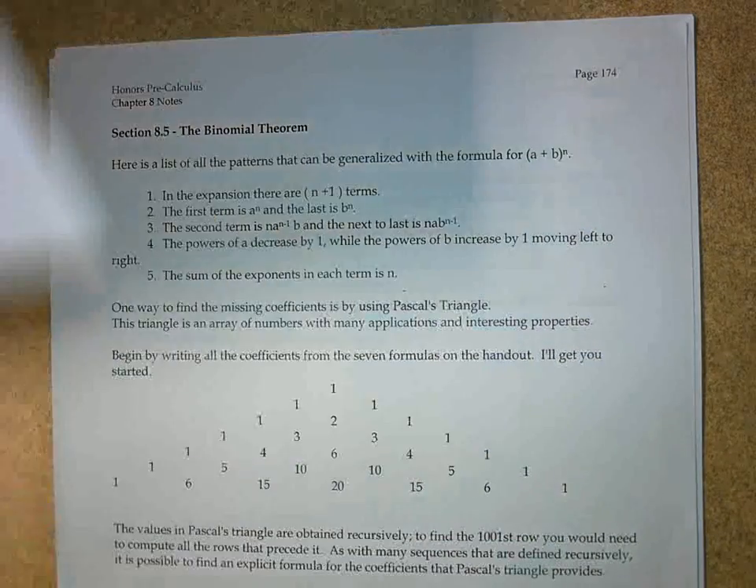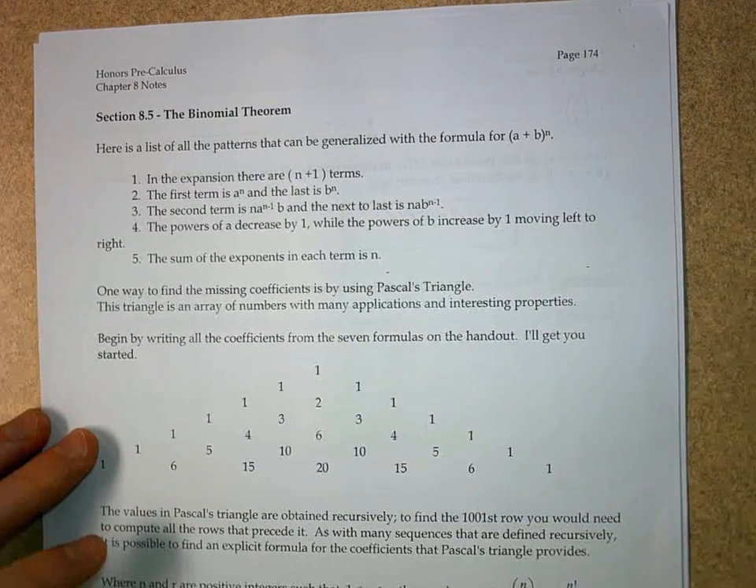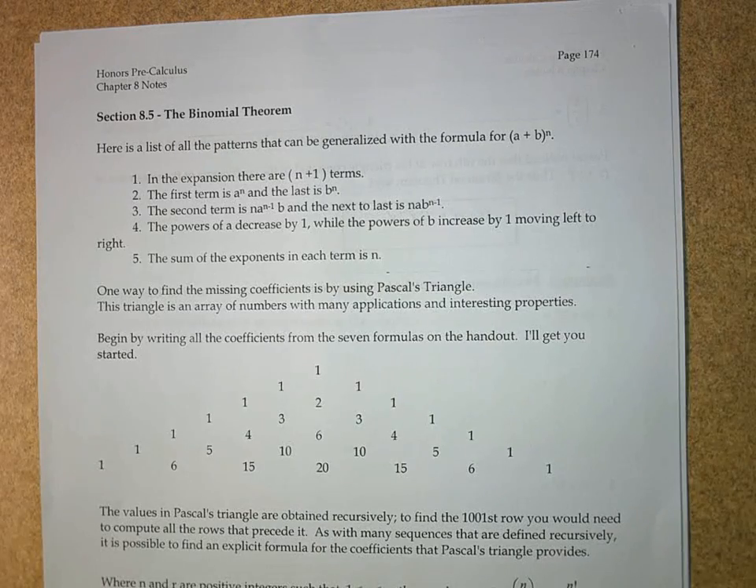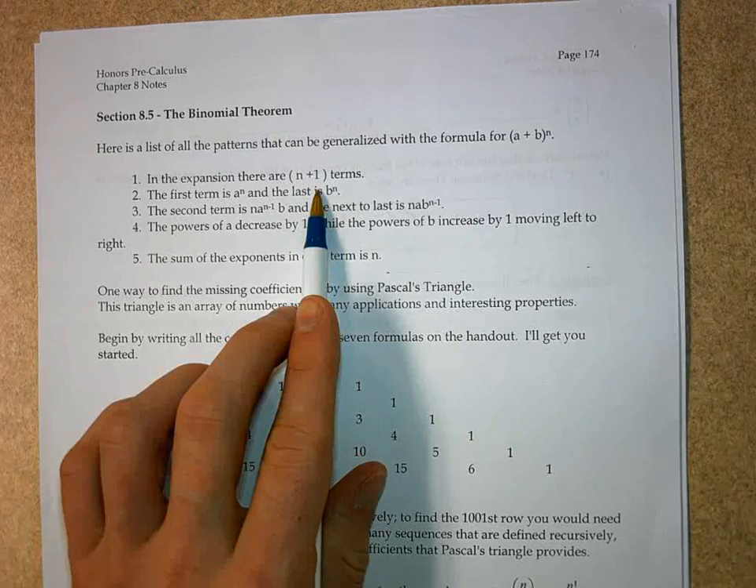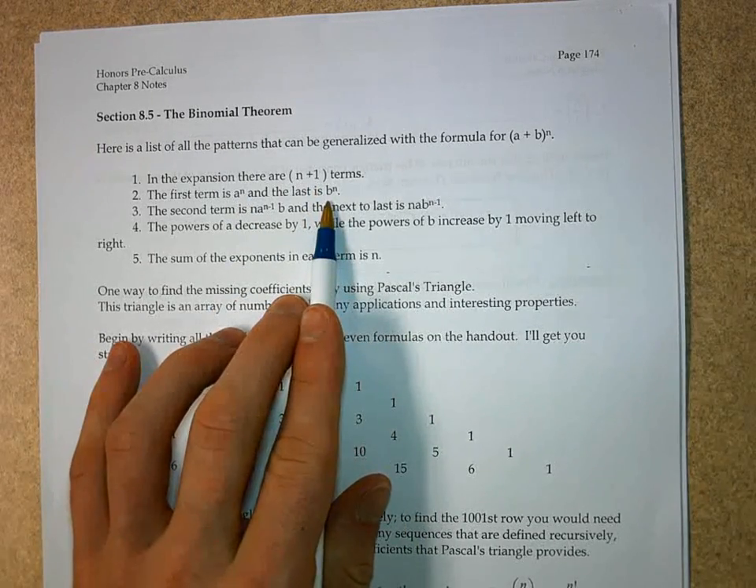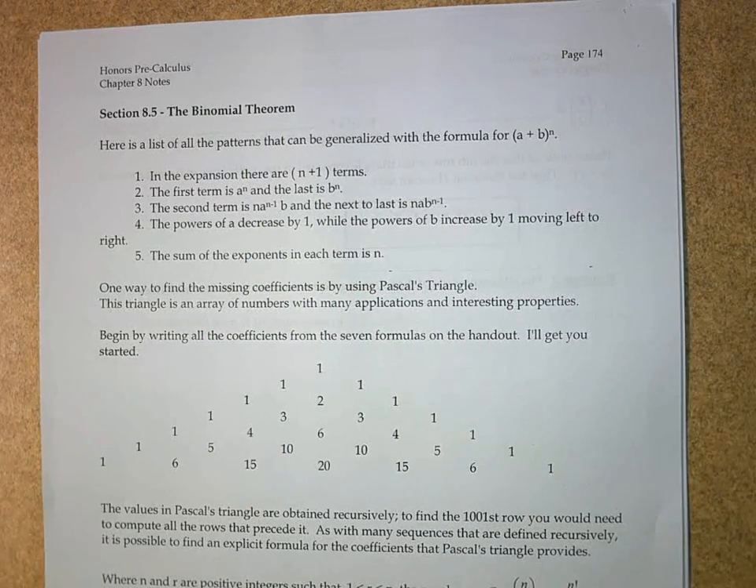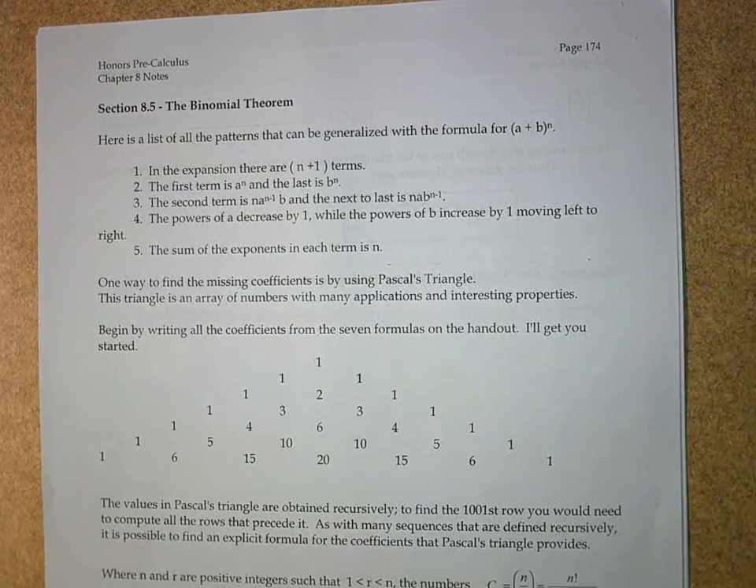The question is, where do some of those things come from? So the first thing we've got right here is that all the patterns for the binomial a plus b raised to the n can be summed up in these 5 points, sort of what I've already talked about. There are n plus 1 terms, so there's one more term than the exponent. The first term is a to the n, and the last one is b to the n. The powers of a decrease by 1, while the powers of b increase by 1, moving left to right.